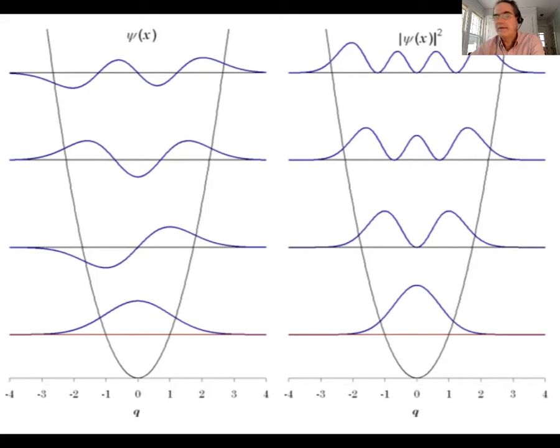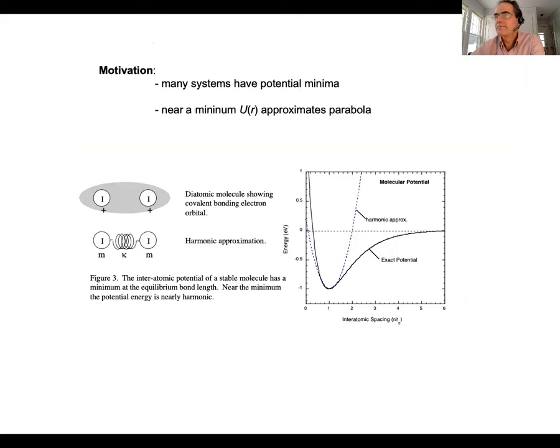All right. Now, let's look at an application. So here's the thing. Many physical systems have a potential energy as a function of position that has some potential minimum in it. And the idea is that near that minimum, the potential energy will probably approximate a parabola. And so in the vicinity of that minimum, near the ground state, the system will probably look like a harmonic oscillator.